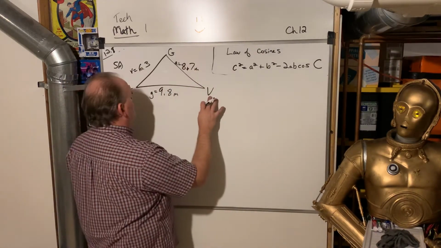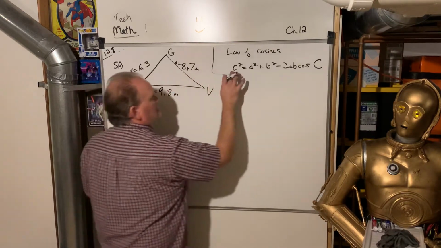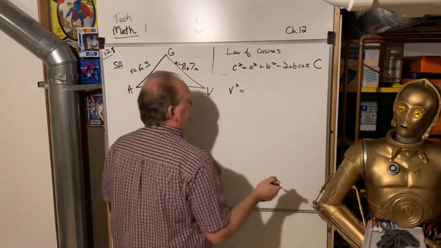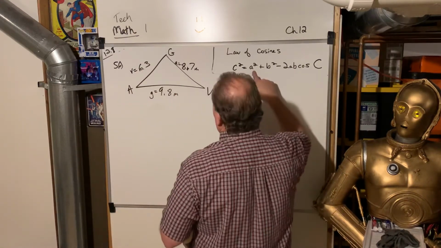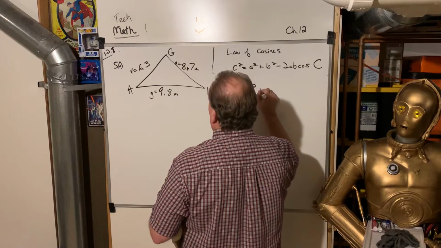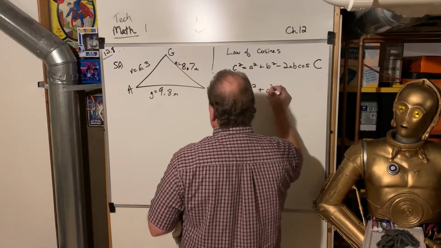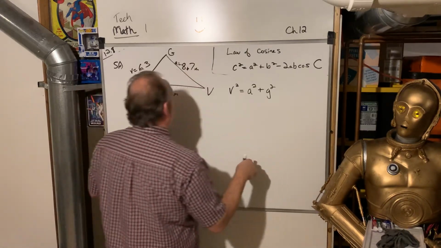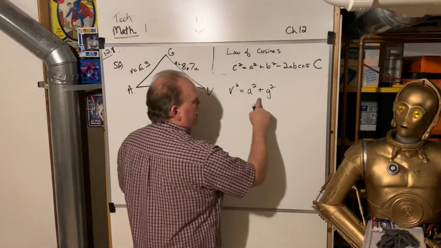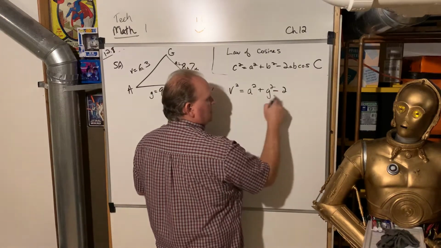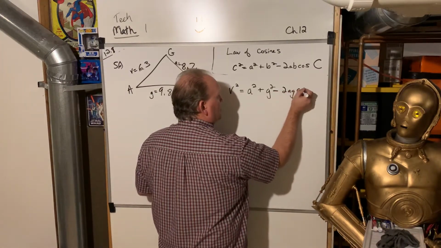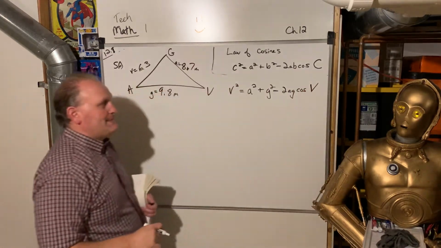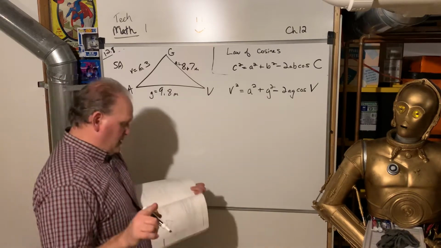The one we're going to focus in on is V. So we'll put V squared is equal to, and that can still be A squared, and the other one is going to be G squared instead of V. They didn't use A, B, and C. They used A, V, and G. And then minus 2, and those are going to stay on that side, AG, and then the cosine of angle B, okay? So that's part A.